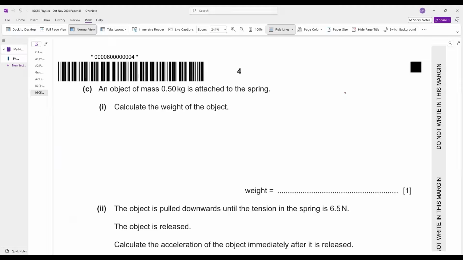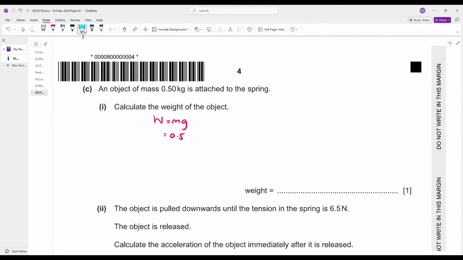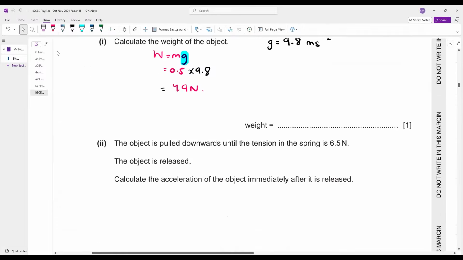A mass of 0.5 kg is attached to the spring. Calculate the weight of the object. How will you calculate the weight of the object? Weight is equal to mg. What is the mass? 0.5. Whenever the question doesn't provide you the value of g, take g as 9.8 m/s². Multiply by 9.8. 0.5 times 9.8 comes out to be 4.9 Newton as your weight. Easy peasy lemon squeezy. Let's move ahead.